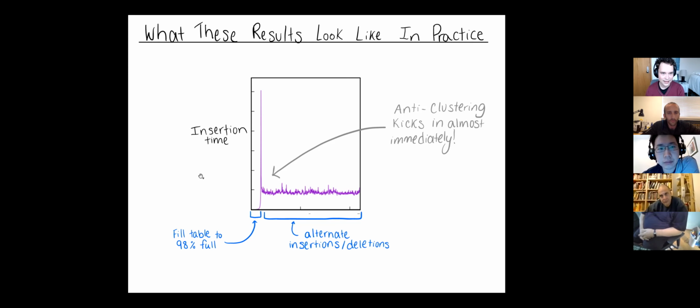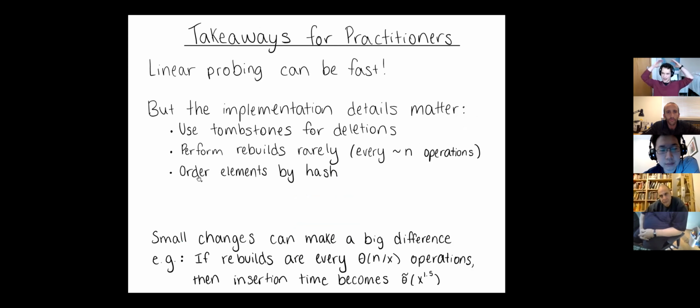Okay, so since we're talking about the practical side of things, let me just comment for a moment about what this means for practitioners. Of course, there's a lot to it, but the basic message is that linear probing actually can be a lot faster than you might think. But the more nuanced message is that here's a guide for what the implementation details are that you should care about if you want your implementation of linear probing to be fast.